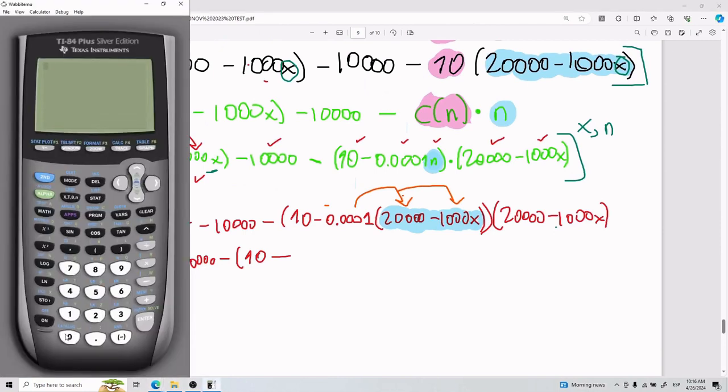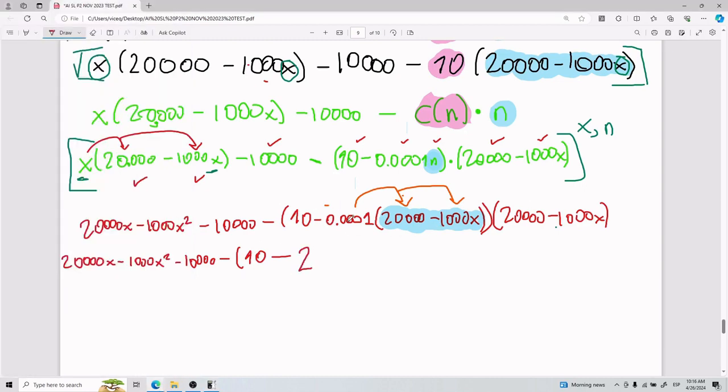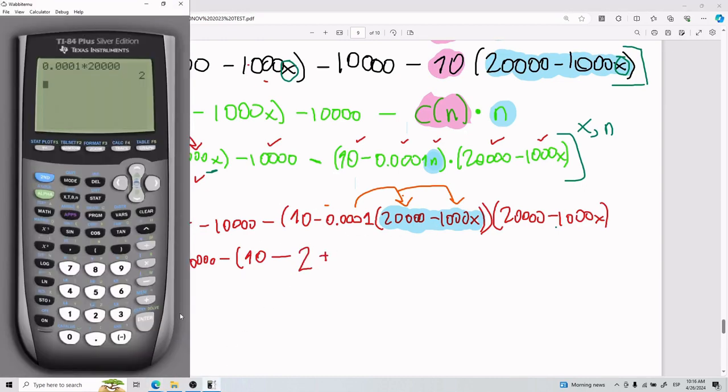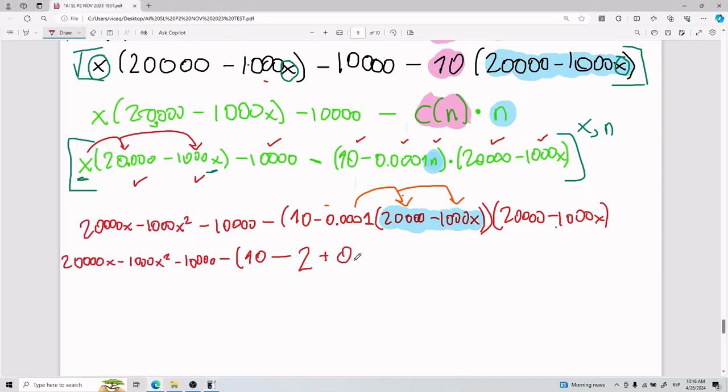Here I have 0.0001 times the 20,000 gives me 2. It literally gives me 2. So here I have minus 2. And then it's negative times negative, so it's plus 1,000 times the 0.0001, 0.1. So here I end up with 10 minus 2 plus 0.1x. Close parentheses. My other parentheses is still the same.